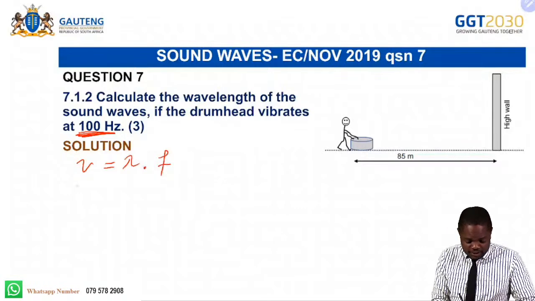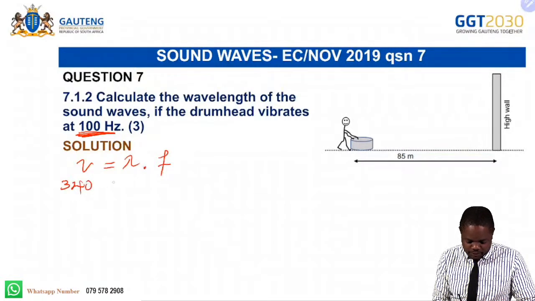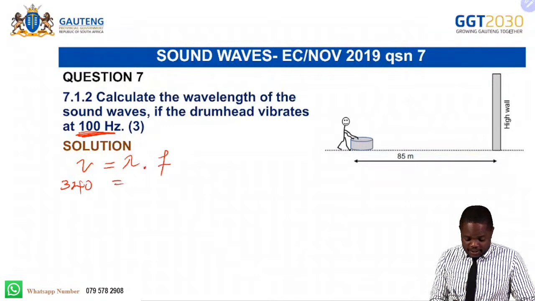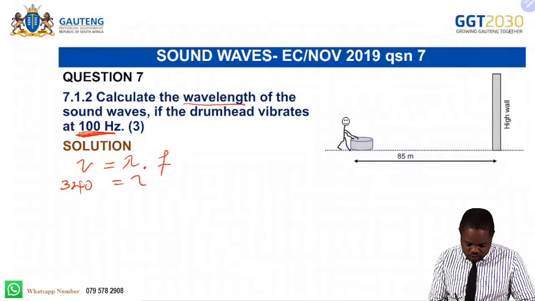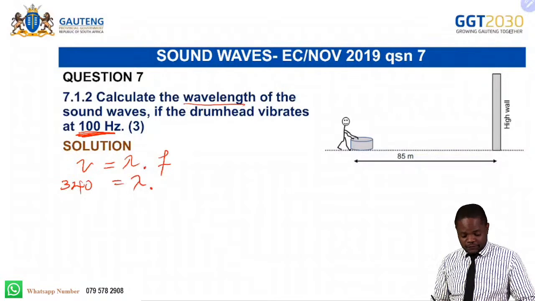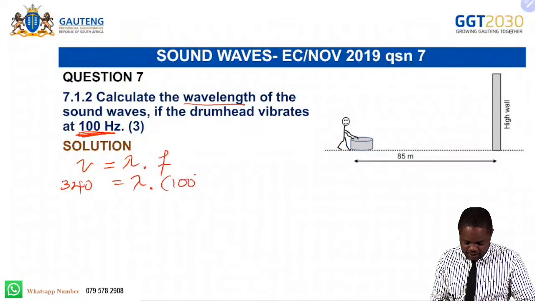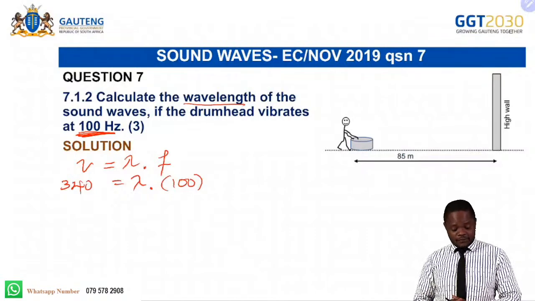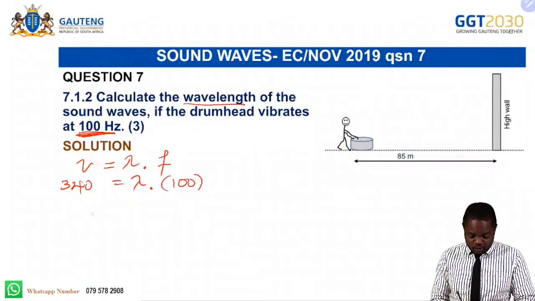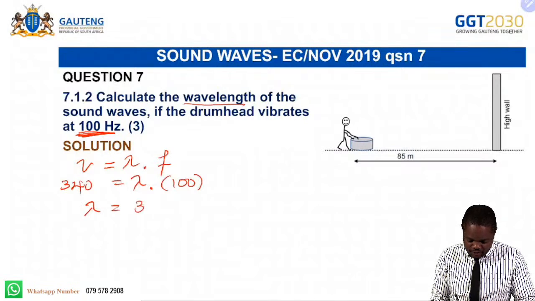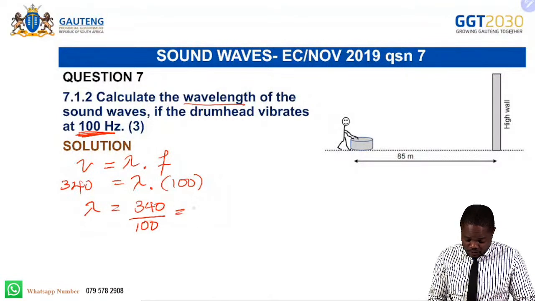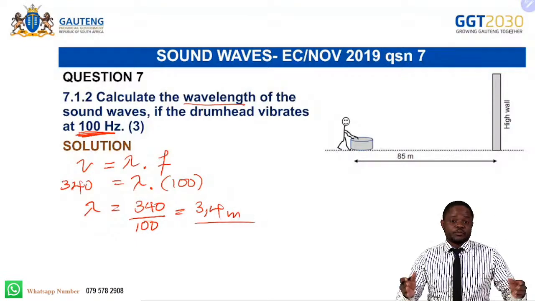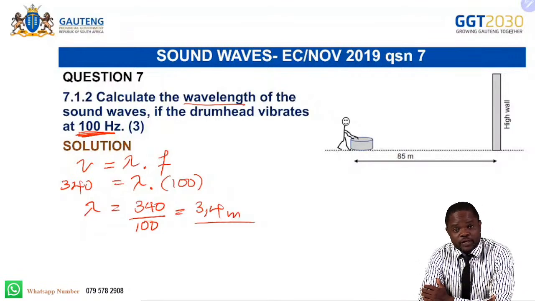And what is our speed? We say it is 340. Right. 340 meters per second, and the wavelength is the one we want to calculate, isn't it? And what is our frequency? Our frequency there is given as 100 hertz. Now you can make the wavelength the subject. What is our wavelength? Wavelength is 340 divided by 100, isn't it? And what are we going to get? 3.4 meters. That would be the wavelength of our sound wave.